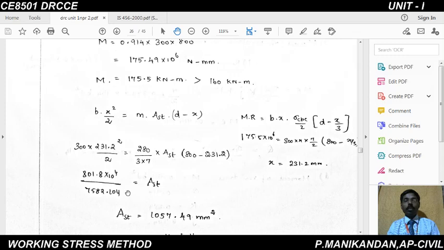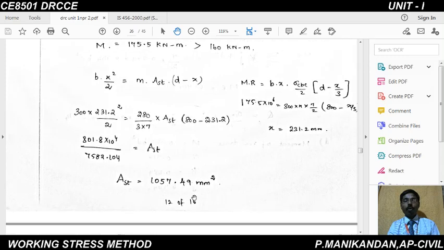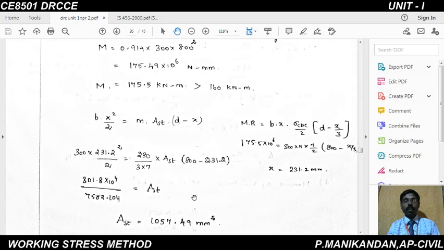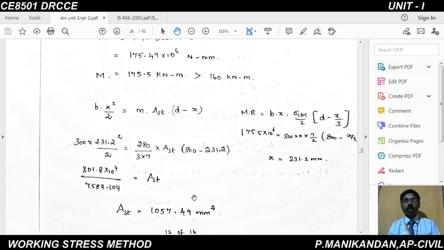By solving this equation, we get the value of AST as 1057.49 mm square. So finally, the area of steel reinforcement is found.